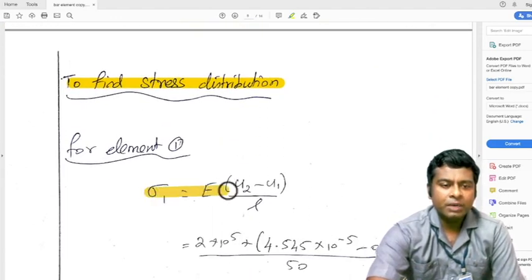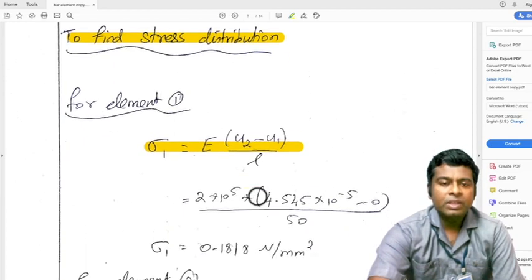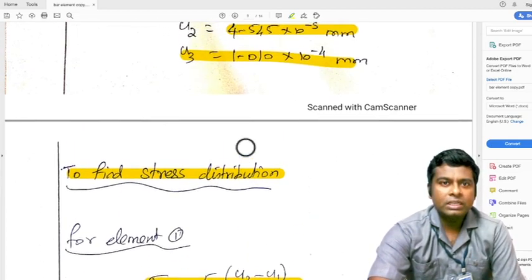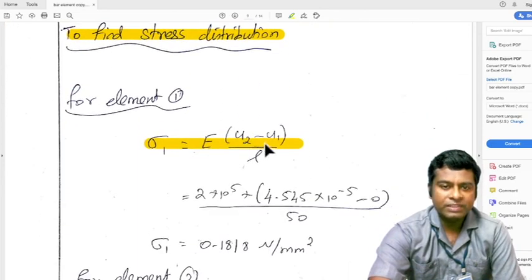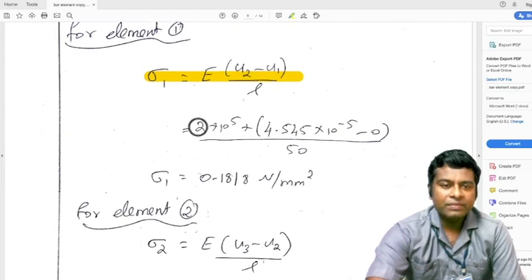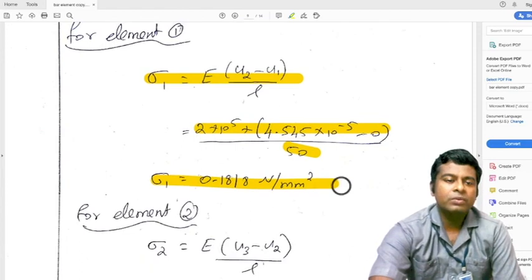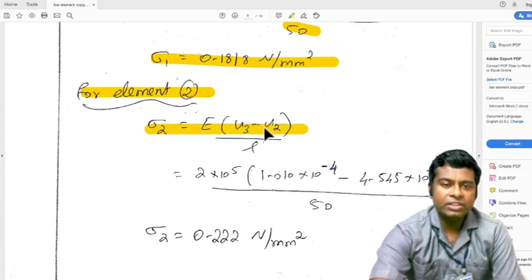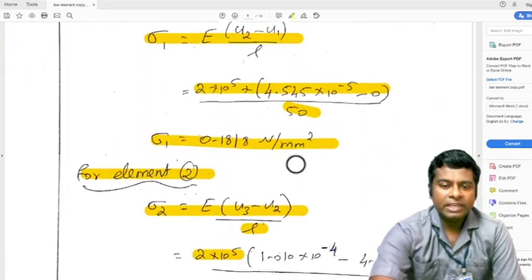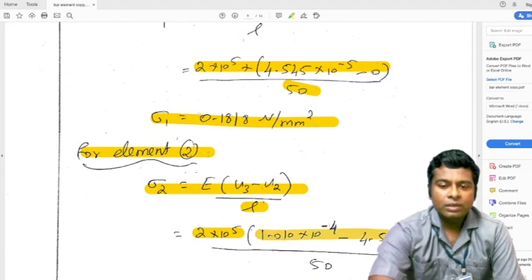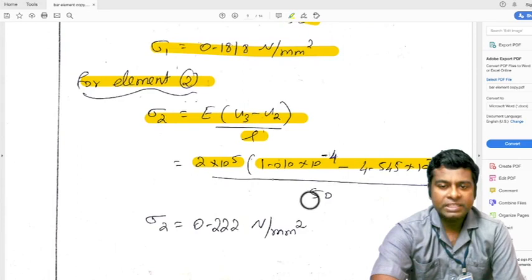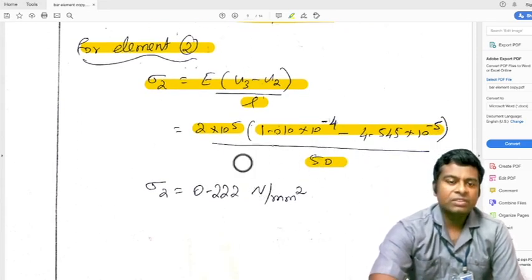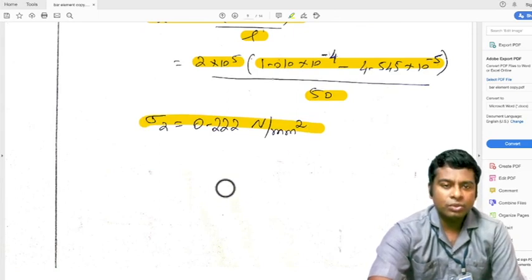For element 1, sigma 1 equal to E into u2 minus u1 by L1. E equal to 2 into 10 raised to 5, u2 equal to 4.545 into 10 raised to minus 5, u1 is fixed, minus 0, divided by L1 equal to 50. After simplifying these values, the value yields sigma 1 equal to 0.1818 Newton per mm square. For element 2 there are two nodes, node 2 and 3, therefore sigma 2 equal to E into u3 minus u2 by L2. E, Young's modulus for both elements, is the same, 2 into 10 raised to 5, u3 equal to 1.010 into 10 raised to minus 4 mm and u2 equal to 4.545 into 10 raised to minus 5, by 50. After simplifying these values, the value yields sigma 2 equal to 0.222 Newton per mm square.